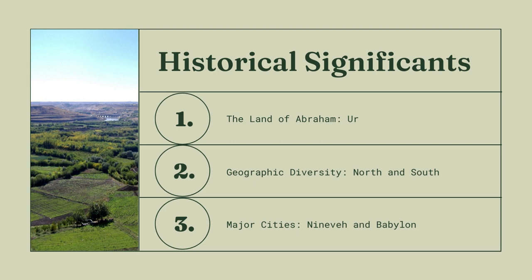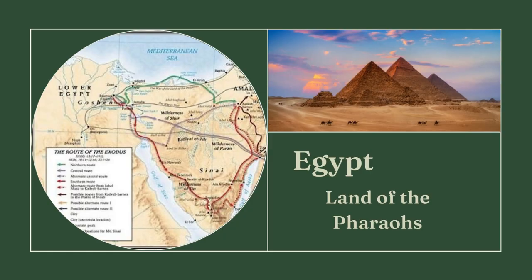And then the major cities you have, as far as the Bible is concerned, you have Nineveh in the northern part, Babylon in the middle part. And so these are going to play a strategic role as we look throughout the Bible, throughout the Old Testament. Then Egypt, of course, it is the land of the pharaohs. Egypt plays a huge role in the Old Testament, also plays a role in the New Testament. So Egypt is a key figure geographically in the Old Testament.